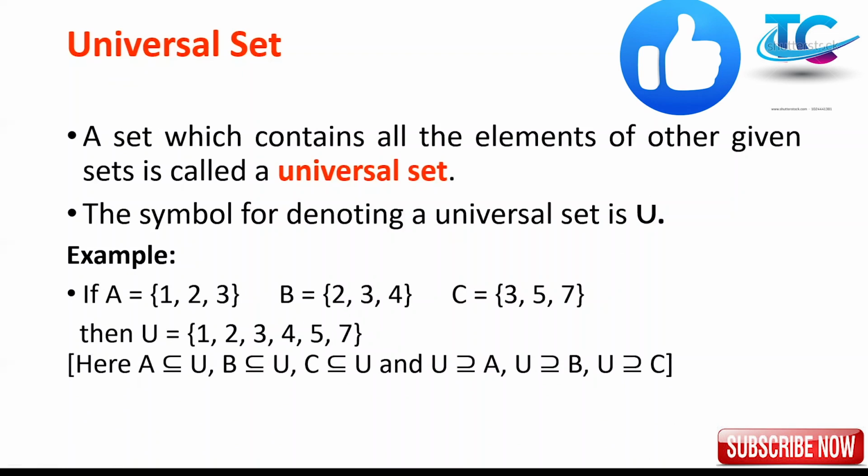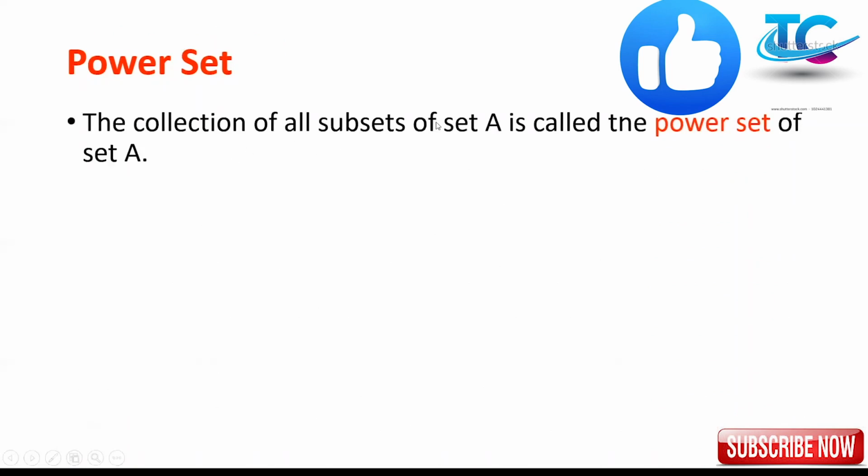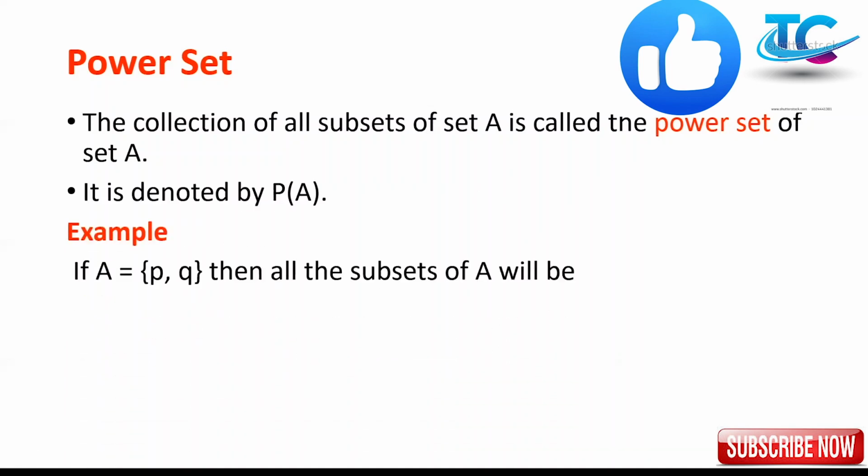Next we have to see power set. The power set can be defined as the collection of all subsets of a set, and it is denoted by P(A). Let's see an example. If set A is given containing two elements P and Q, then all the subsets of A will be phi, {P}, {Q}, and {P, Q}. This is a collection of all subsets, which is nothing but the power set.